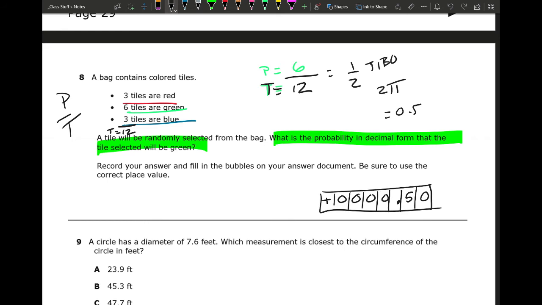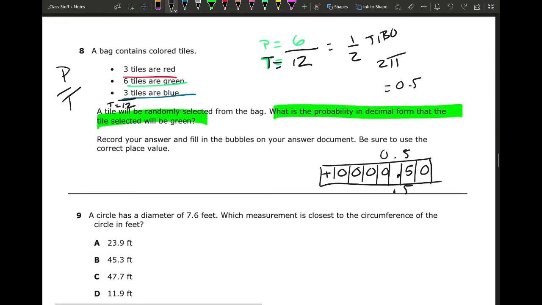I believe if you just put in 0.5, you should also get it right. Also, if you put in 0.5, as long as you put it in the correct place, you will also get it right. But I want you to use decimal form. Any questions so far? This is a pretty simple question. They made it too easy.